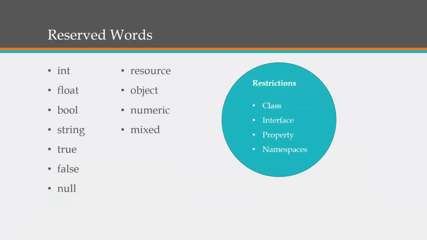Alright, so there are also some reserved words now in PHP 7, and it may surprise you that some of these haven't been reserved already. These are words that you can't use in classes, interfaces, properties, or namespaces: int, float, bool, string, true, false, null, resource, object, numeric, and mixed. These words are now reserved and can't be used.